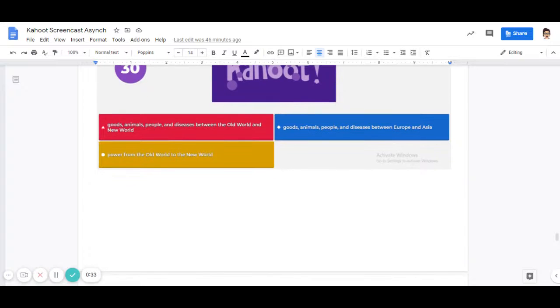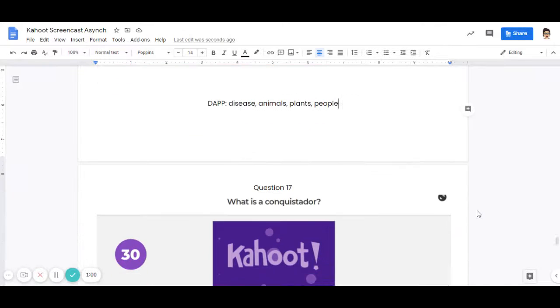And if you remember, it was in Canvas, and some of you wrote it in your notebook, but we talked about DAPP, D-A-P-P, when it came to the Columbian Exchange, and that's diseases, animals, plants, and people. These are the things they exchanged on the Columbian Exchange. So livestock, crops, diseases, and slaves.